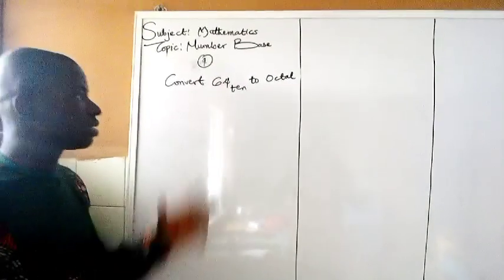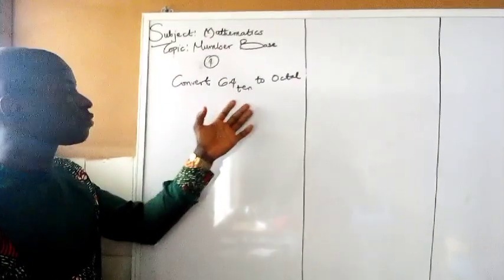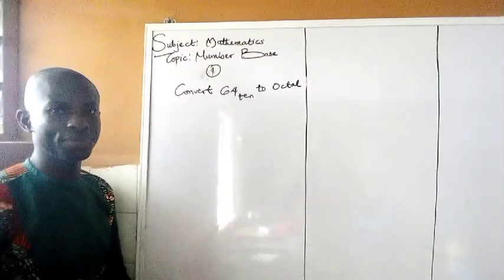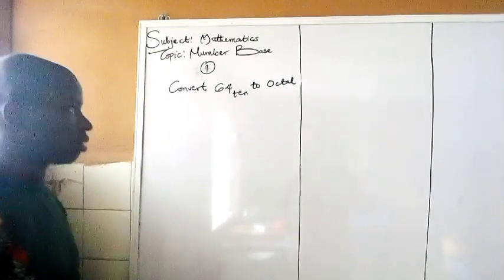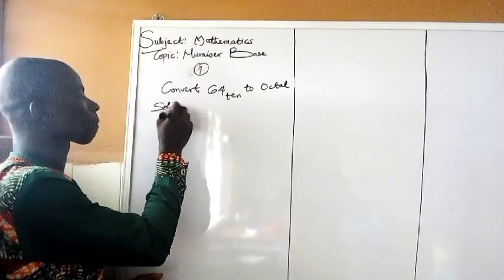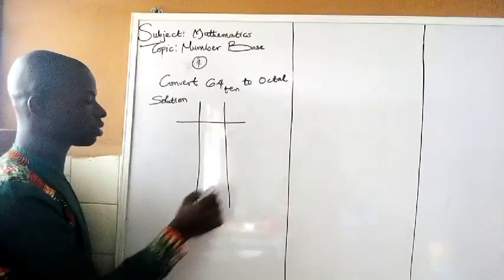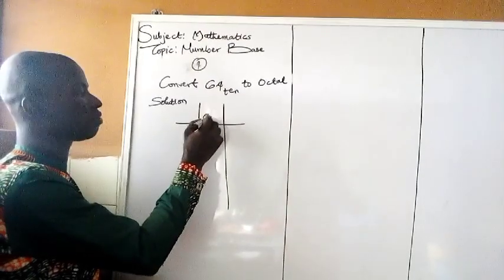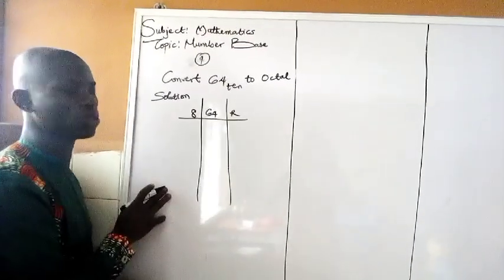Now, look at this example. That's the next example on the board. Convert 64 base 10 to octal. Very simple. Now, you know what octal is all about. Octal is base 8. Then, solution. Then, you have your table, the number you are converting, your remainder, and where you are converting to.